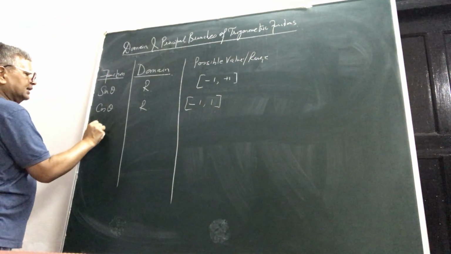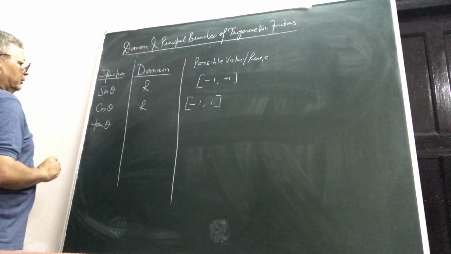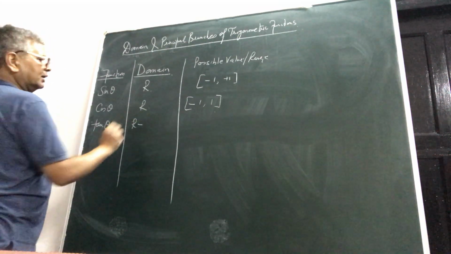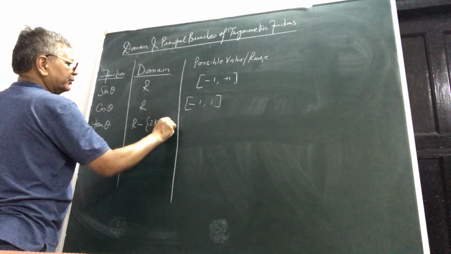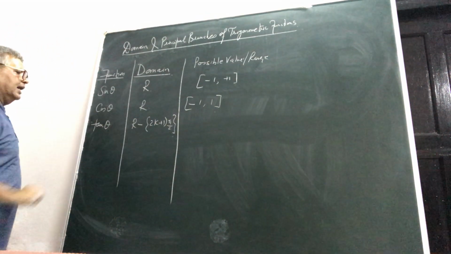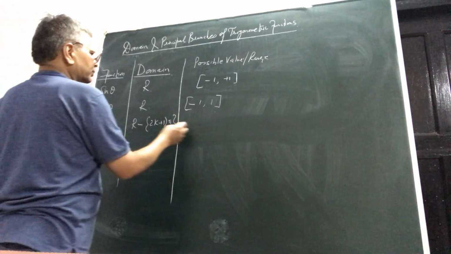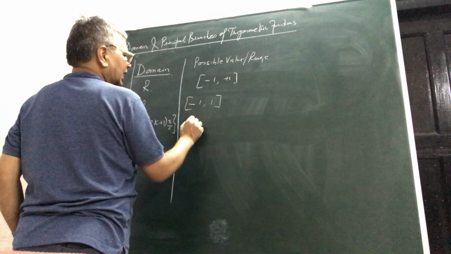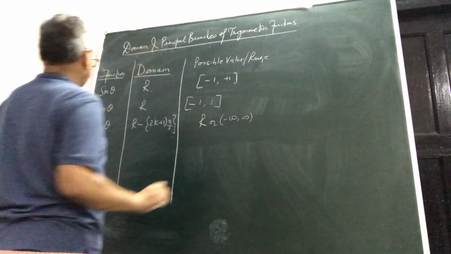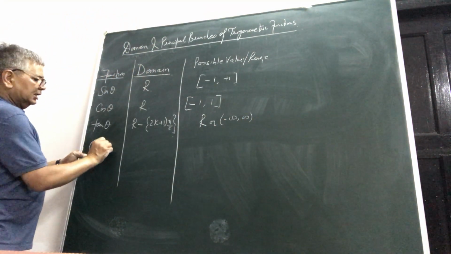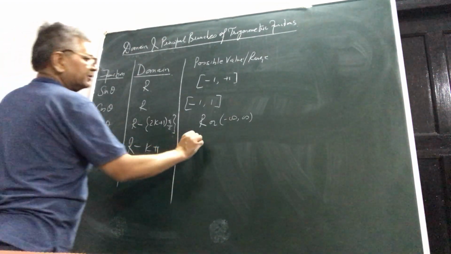And for tangent theta, it is R minus all the odd multiples of pi by 2, because cos theta is not defined where you have an odd multiple of pi by 2. And what is the range here? R, or you can write minus infinity to plus infinity. And similarly for cot theta, the domain is R minus k pi, and this time the range is R.